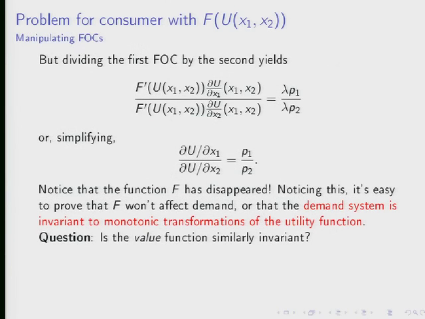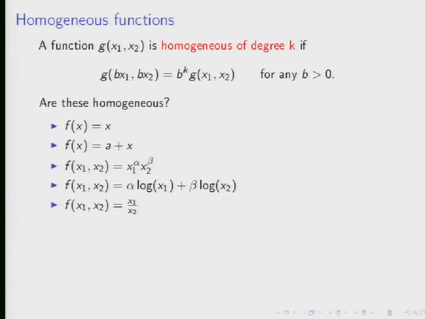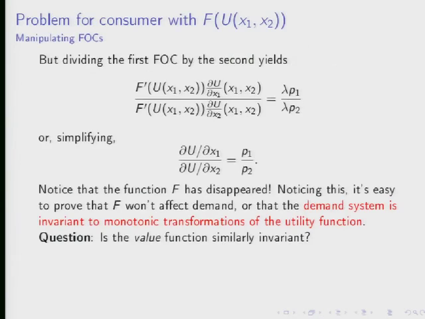Okay, so to solve the Marshallian demands, we take this condition and we take the budget constraint. This doesn't depend on f. Neither of these things have an f in them. So when we solve for the demands x1 and x2, they don't depend on f either. So they're completely independent of the monotonic transformation. F disappears, and so we just proved that f can't affect the consumer's demands. And so we'd say more formally, the demand system is invariant to monotonic transformations of the utility function.